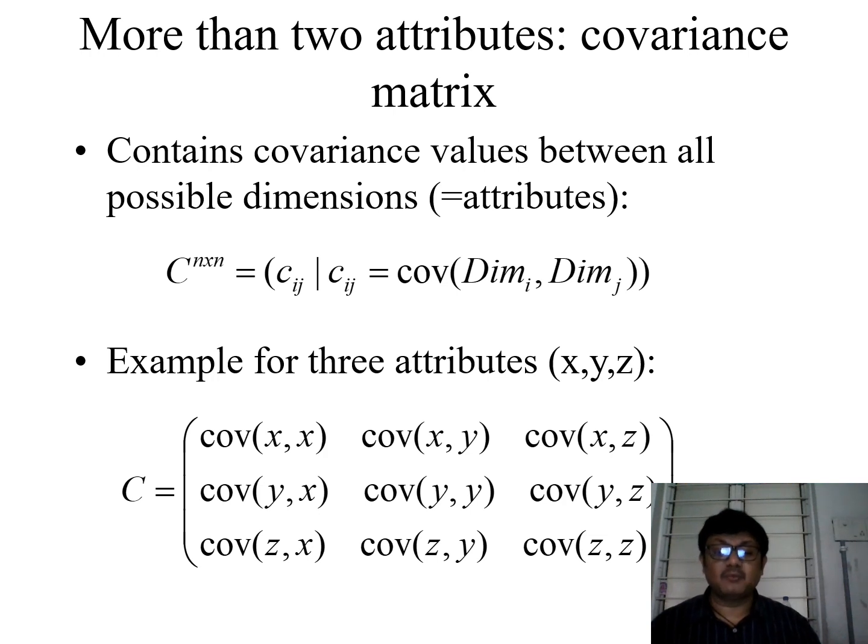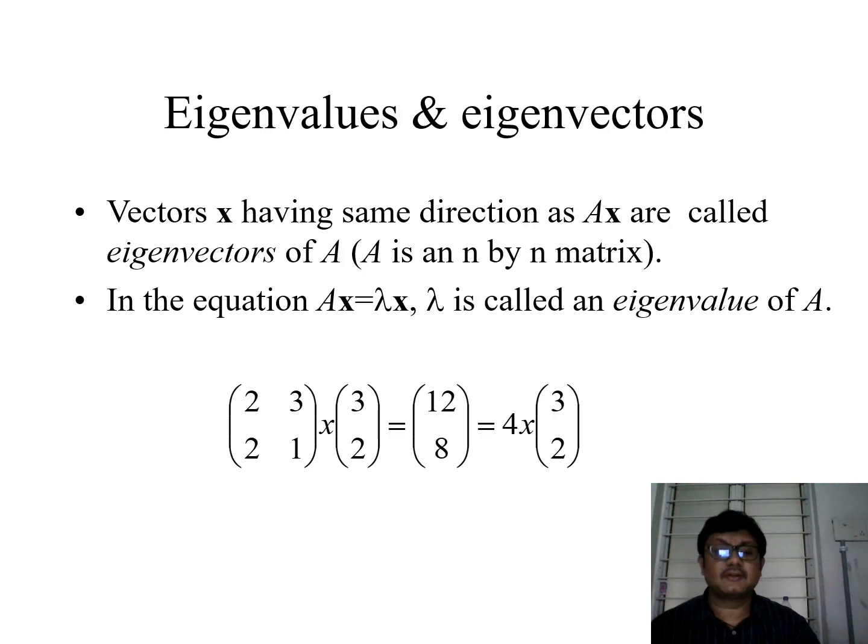Let us take an example for three attributes x, y, z. How do you compute? C is equal to covariance of x comma x, covariance x comma y, covariance x comma z. Coming to the y attribute, covariance of y comma x, y comma y, covariance of y comma z. Then covariance of z comma x, z comma y, covariance of z comma z, for three attributes.